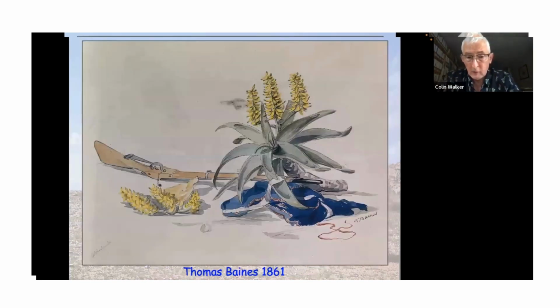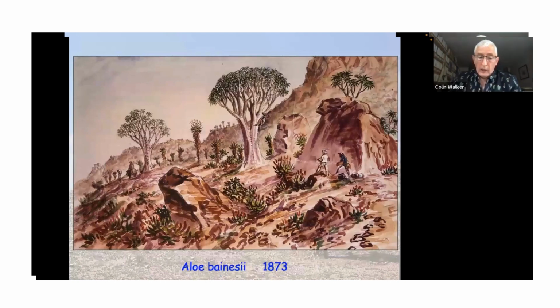He also painted a branch and the inflorescence. This was not published in his article. This painting is in the Natural History Museum in London. As I say, he was an explorer, an artist, not a botanist. He went on other expeditions.